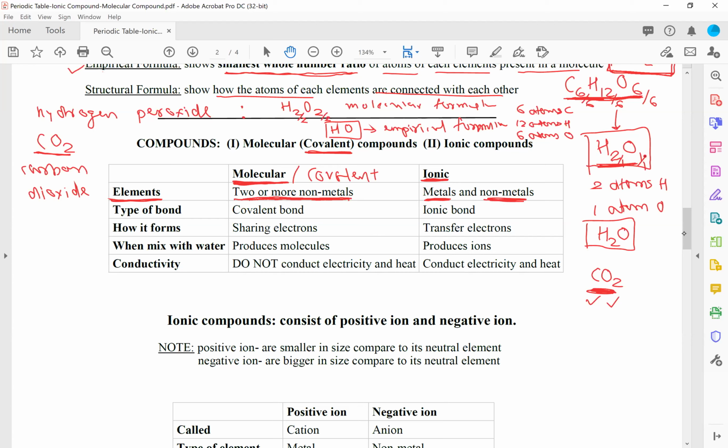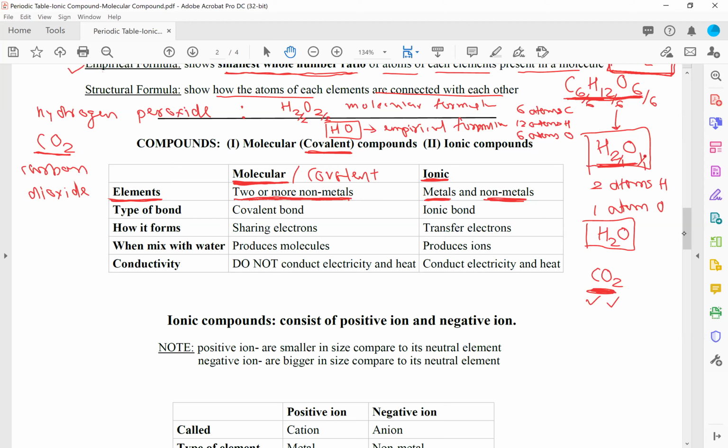So basically, when there is a combination of metal and non-metal, it is called an ionic compound. In simple words, as long as you see one metal element in the chemical formula, you can say this is an ionic compound, because an ionic compound is a combination of metal and non-metal, while a molecular compound is a combination of two or more non-metals.